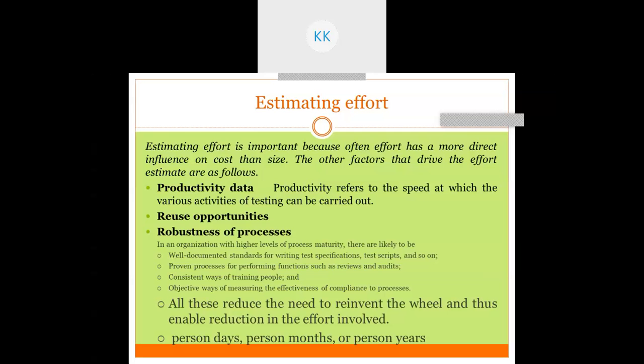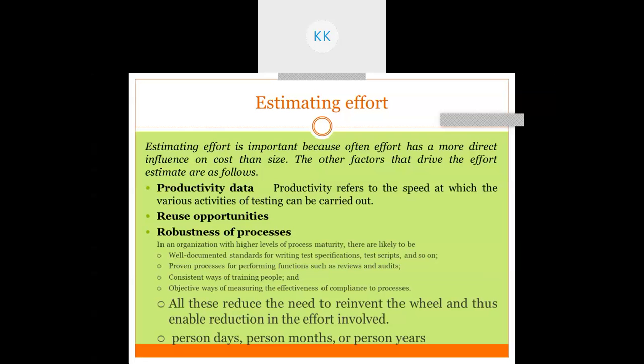In an organization with higher level of process maturity, there are likely to be well documented standards for writing test specification, test scripts, and so on. There will be a proven process for performing functions such as reviewing and audits, a consistent way of training people, and an objective way of measuring the effectiveness of the compliance to the process. So these are the properties of a robust process. If we are having a robust process, then efforts required will get reduced. All this reduces the need to reinvent the wheel and thus enables reduction in effort involved.